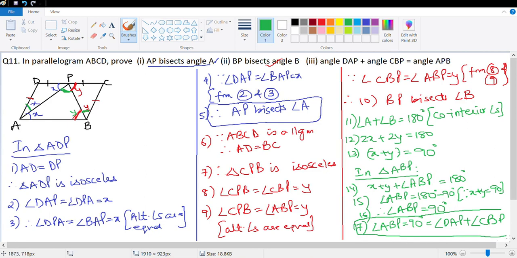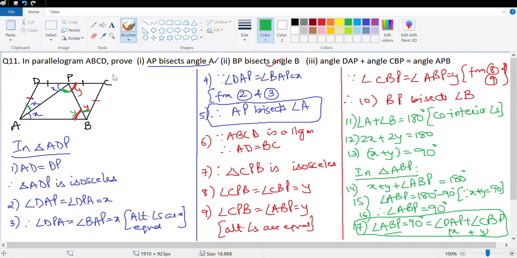Perfect, because we got this is DAP is x and this is y. For our reference, we've written this is x and this is y, and we got ABP is equal to 90, which is equal to x plus y. Perfect. Again, an interesting question. Let's look at the next one.